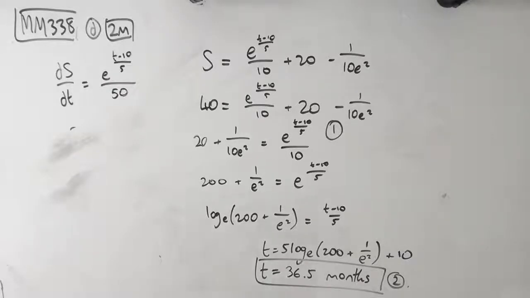Guys, just keep in mind that 1 decimal place. The question clearly says you need to do it correct to 1 decimal place. So just make sure that you do that. Guys, that's it for part D. Let's move on to part E.